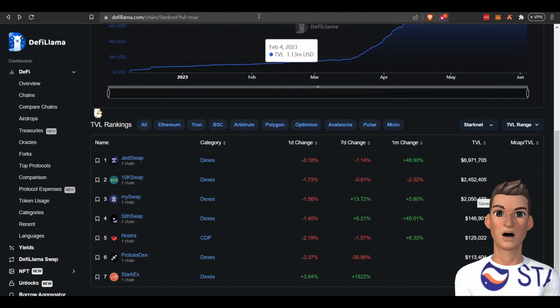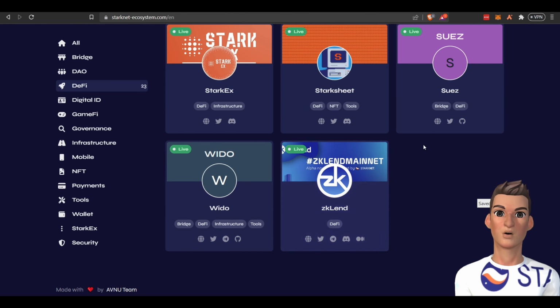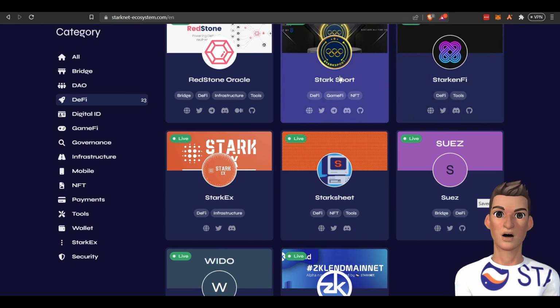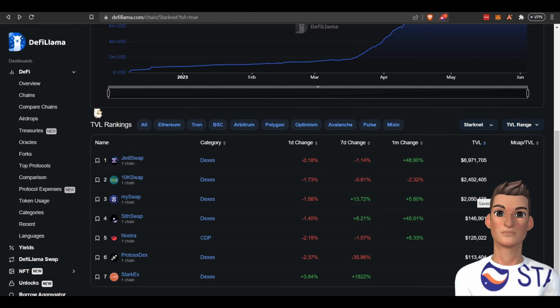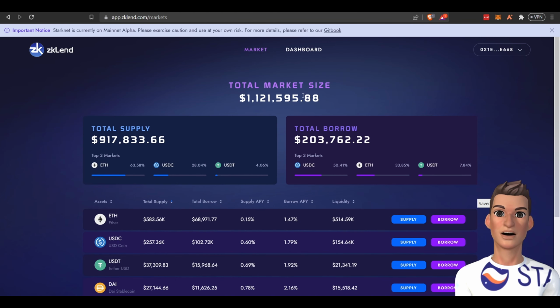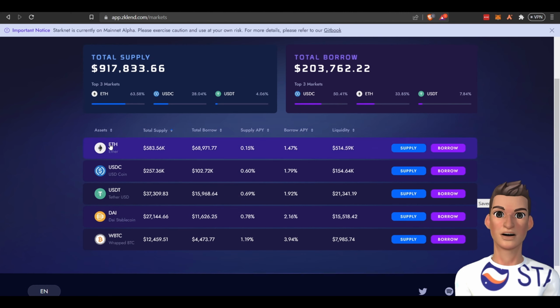Like I said, a lot of this stuff over here is very new. I went through a bunch of them, and I chose which ones I thought would be worthwhile to focus on. So if we come over here to zkLend, this is a borrowing and lending protocol. Every chain needs one. So you can supply, let's say, ETH or USDC and borrow against it.